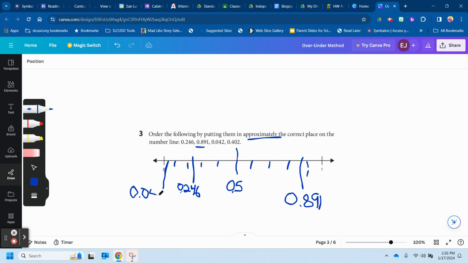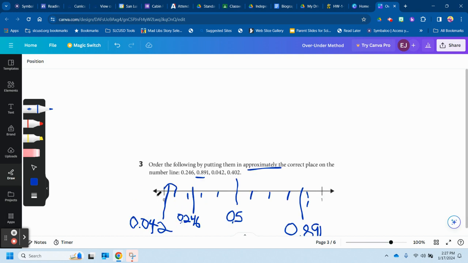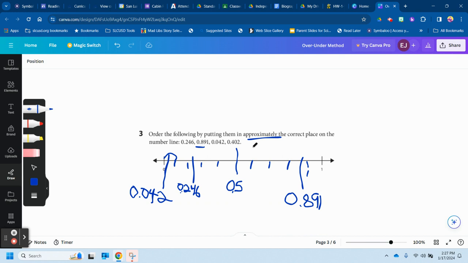0.042 or 42 thousandths. This would be 1/10. This should be a little less than half between here and here. And I didn't draw a very straight line. Okay, and I'll let you do the rest on your own. The 0.4 I did. This is 0.4, this is 4/10, so this one would be right about here. Okay, so I'm going to move on.